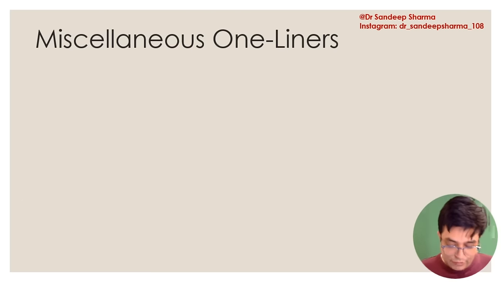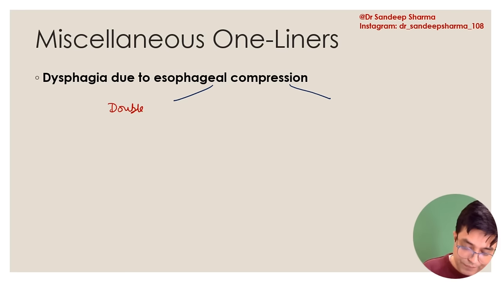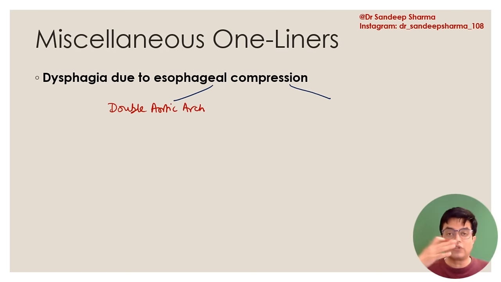Let's move further and talk about some miscellaneous one-liners. First one-liner, can dysphagia occur due to esophageal compression by some external structure? Yes, two external structures can produce esophageal compression. First, it can occur due to a double aortic arch. It's a type of cardiovascular malformation. It can also occur due to aberrant right subclavian artery.